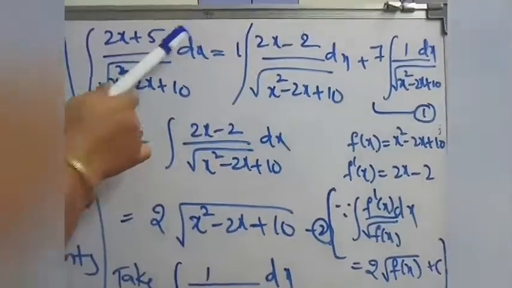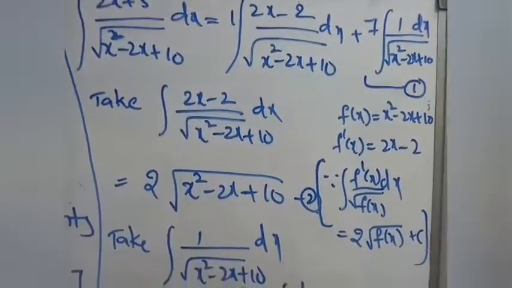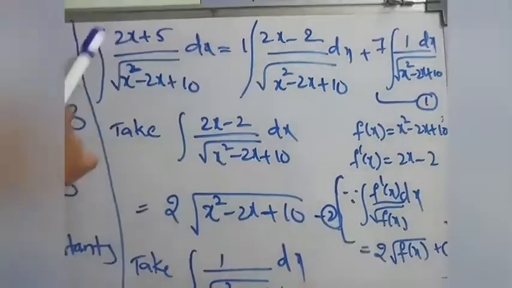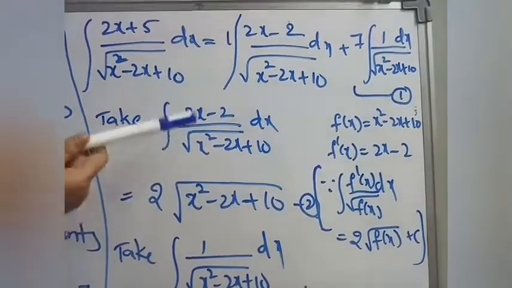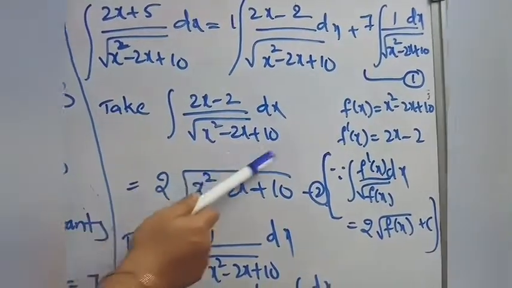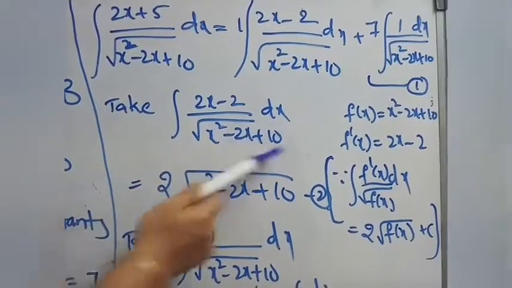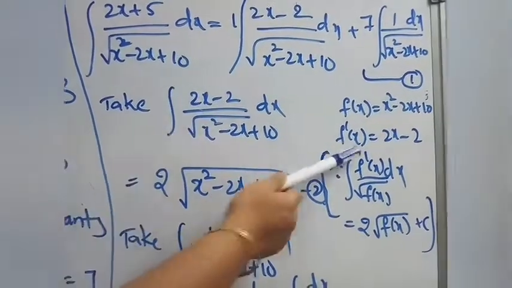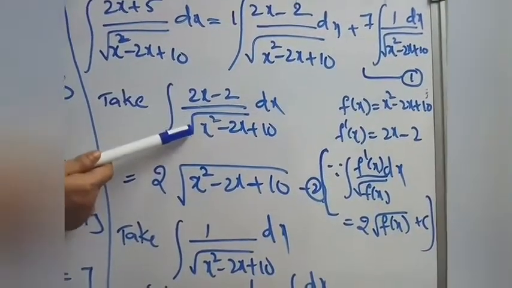Suppose it is multiplied, then you have to multiply the total term for every term. Right? Now take this. We want this one. So for that take this integration separately. And we already observed that this derivative is nothing but the numerator. So suppose this is f of x. Then what is the derivative of this? F dash x is in the numerator. So it is in the form of f dash x by root f of x.